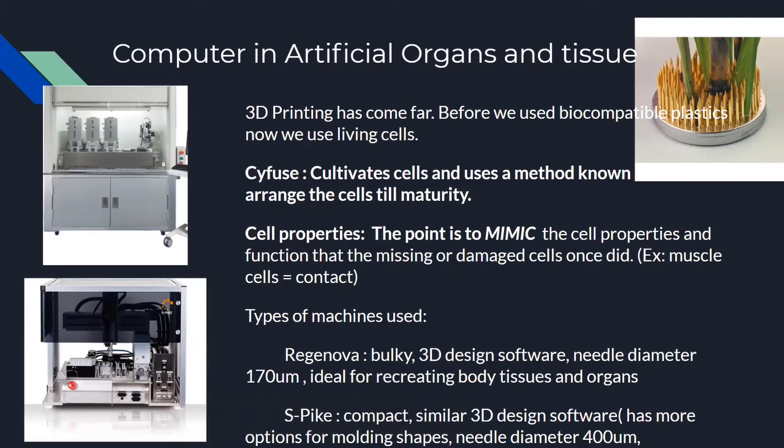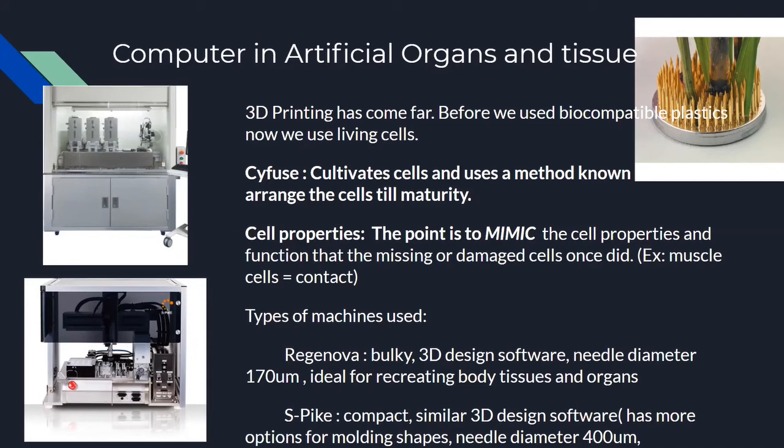Regenova is the one on the top left. It's bulkier in size, and I believe it was over 5 feet tall. While the other one, S-Spike, is more compact. Regenova has 3D design software to place these cells in particular orders on the spikes, on the needles, so that they can mature together. The needle diameter is much smaller on the Regenova. It's 170 nanometers. Oh, sorry, not micrometers.